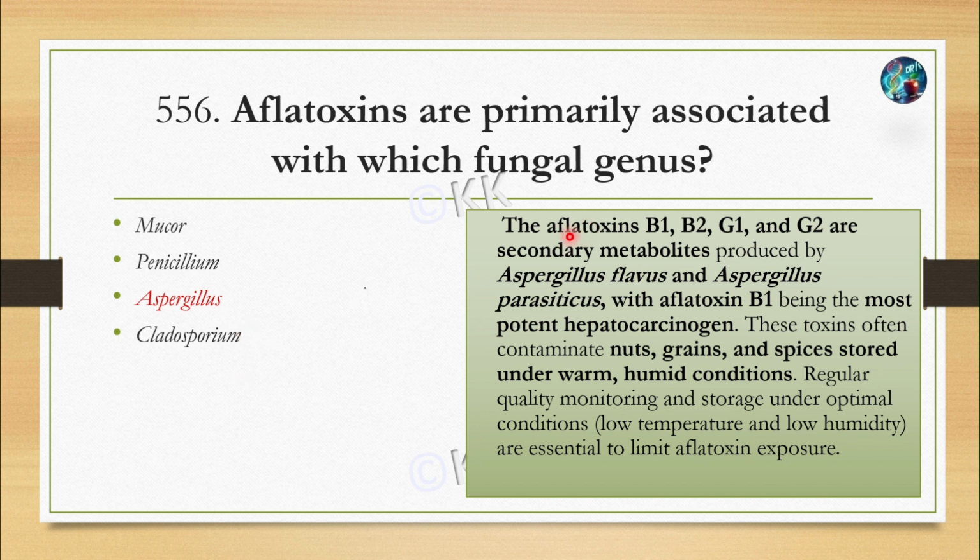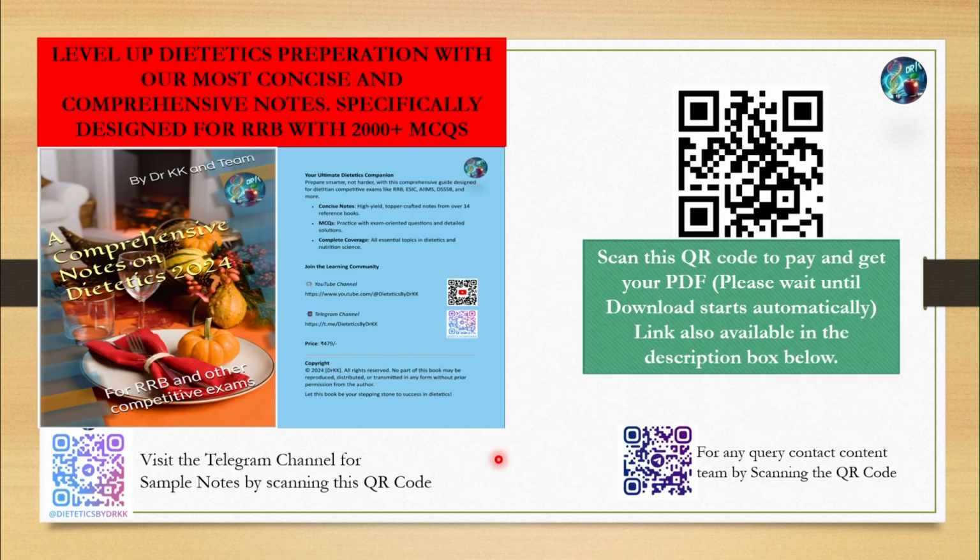The aflatoxins B1, B2, G1, G2 are secondary metabolites produced by Aspergillus flavus and Aspergillus parasiticus, with aflatoxin B1 being the most potent hepatocarcinogen. These toxins often contaminate nuts, grains, and spices stored under warm, humid conditions. Regular quality monitoring and proper storage conditions may prevent the growth of aflatoxin-producing fungi as well. So let's ask our next question.